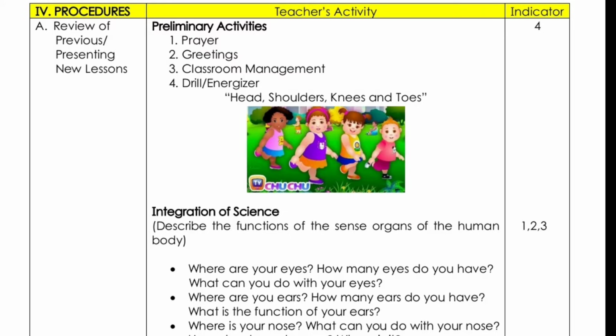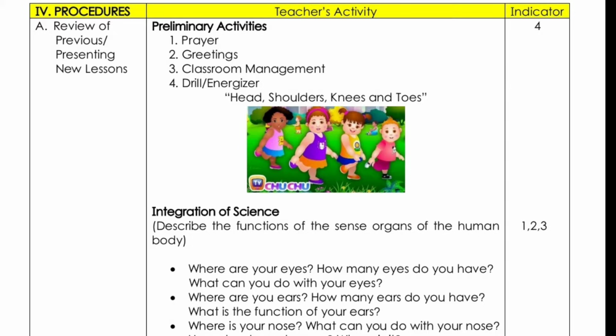So as you can see, my procedures are divided into 3 columns. In the first column, yung title, kung anong part na ng procedure yan. For the second one is the teacher's activity, yung mga sinasabi mo or the steps for your procedure. And the last one, it is not really required, but I just included it. So this is the indicator, kung saan ba yung part na nakapasok yung mga indicator sa aking lesson plan.